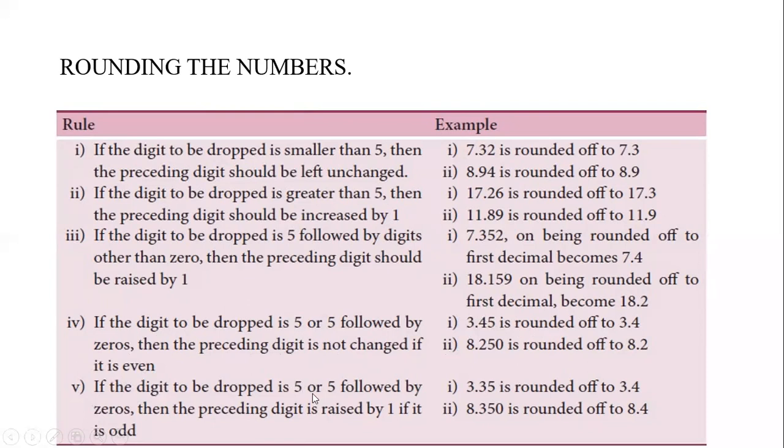If the digit to be dropped is 5 or 5 followed by zeros, then the preceding digit is raised by 1 if it is odd. 3.35: the last digit is 5, but the preceding number is not even. It's an odd number, so we should add 1 to the preceding number. It becomes 3.4. In the same manner, in the last example, 8.350 is rounded off to 8.4, because the last digit is 5 but 3 is an odd number. So we have to add 1 to the 3. It becomes 8.4.